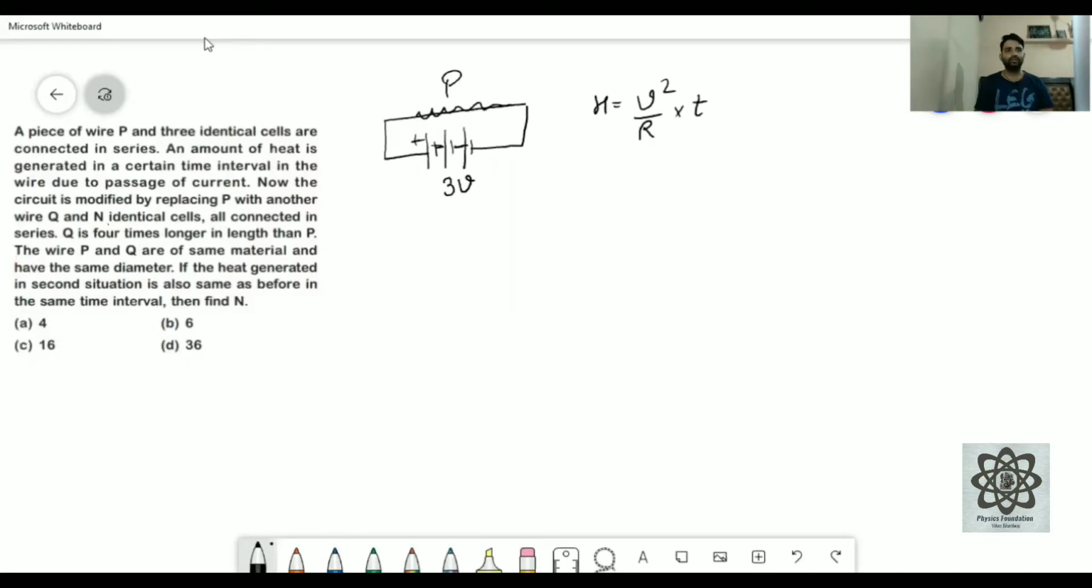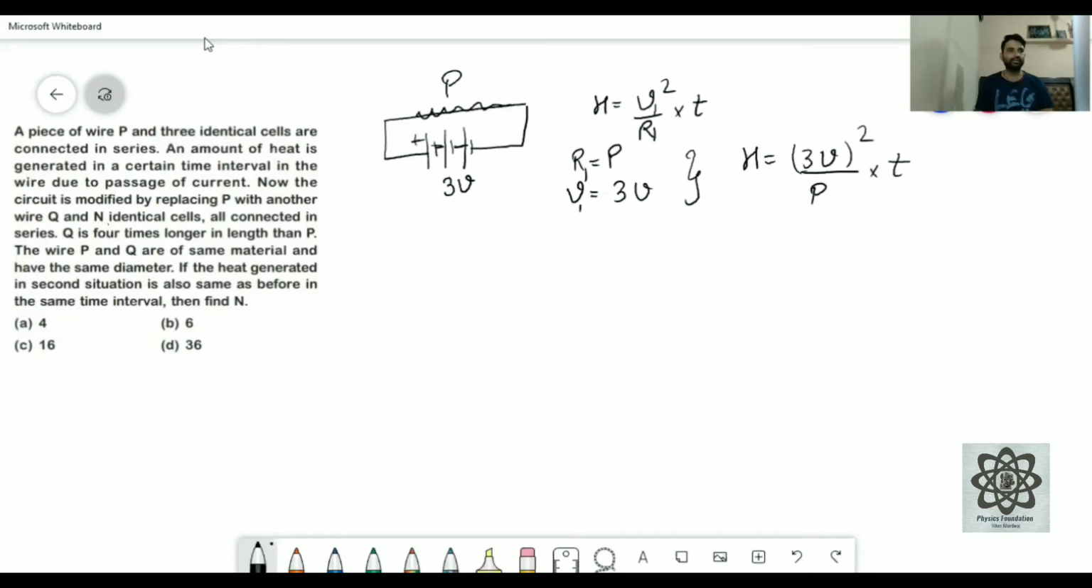Now in this, the resistance is P. The potential is 3V. Let's say we can take it as V1 or R1, so it would be easy for us to reconcile. So the heat generated will be 3V whole square divided by P into my time, right?